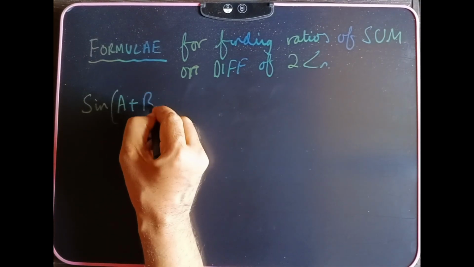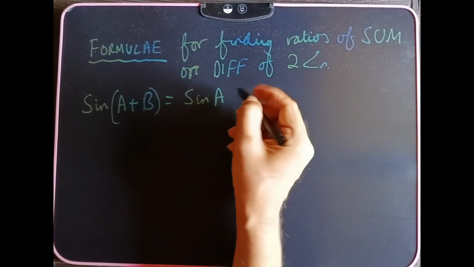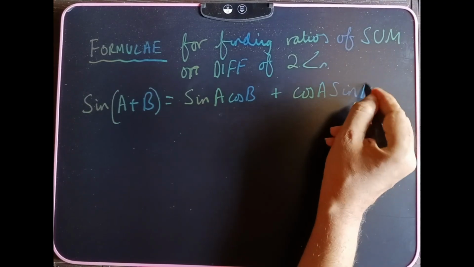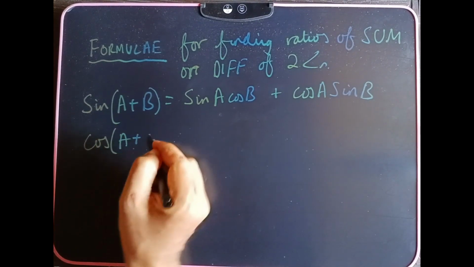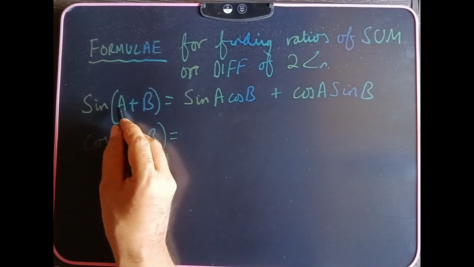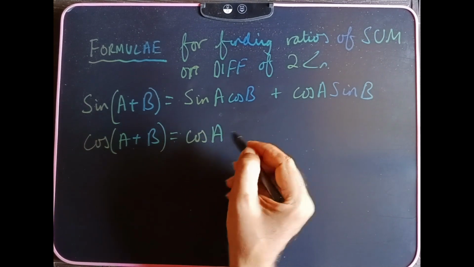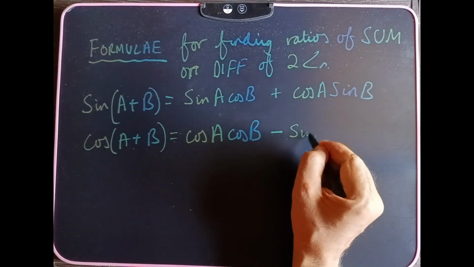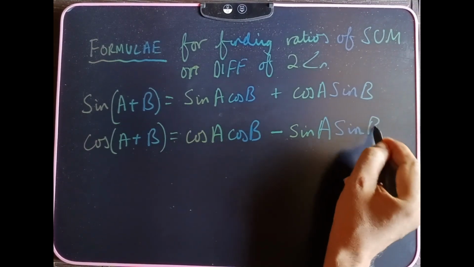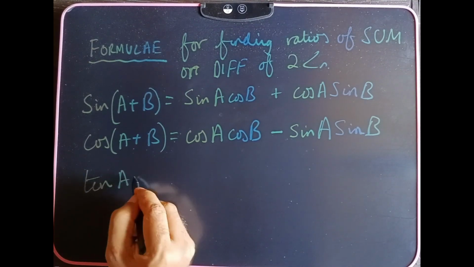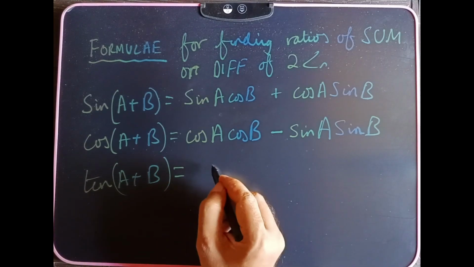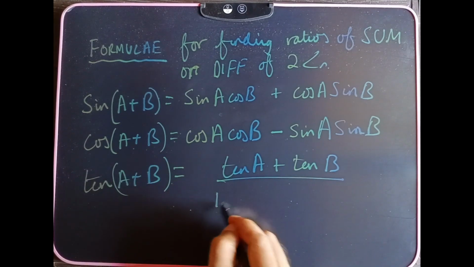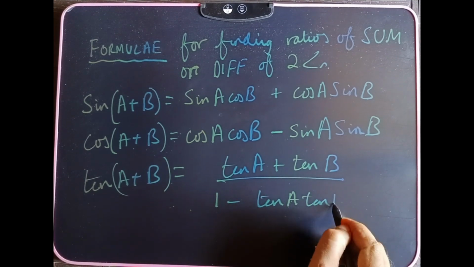Sine of a plus b is written as sine a cos b plus cos a sine b. Then cos of a plus b: you start with cos now. Earlier you started with sine, now you start with cos. Cos a cos b, and it will be a negative sign here: minus sine a sine b. And then tan of a plus b. You have to remember this: tan a plus tan b divided by 1 minus tan a tan b.